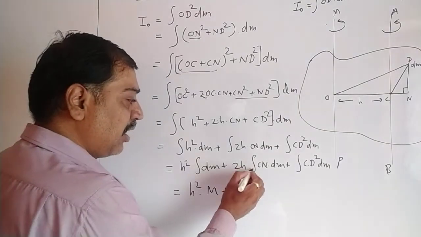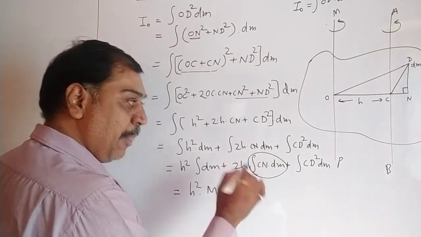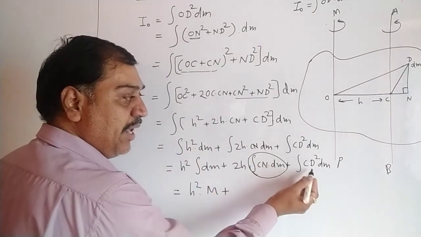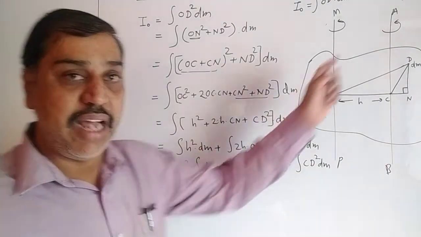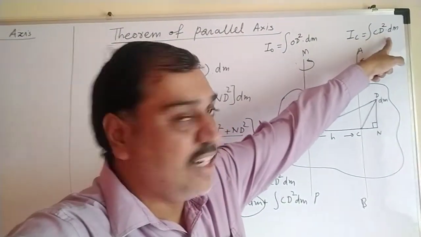So this thing becomes 0. If this thing becomes 0, then 0 into anything will be 0, so we can't write anything here. Now, integration of CD square dm. Look at the above diagram. What is the integration of CD square dm here?